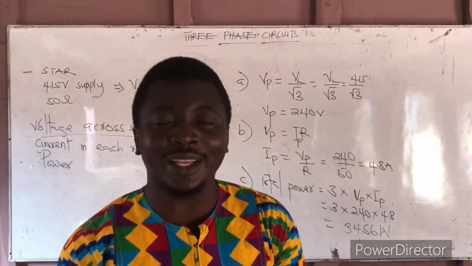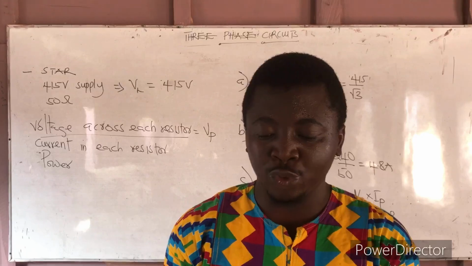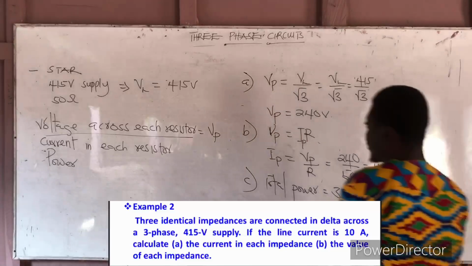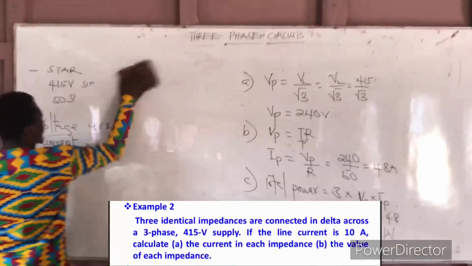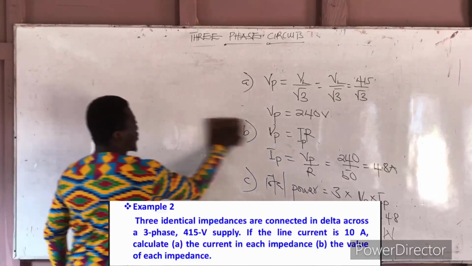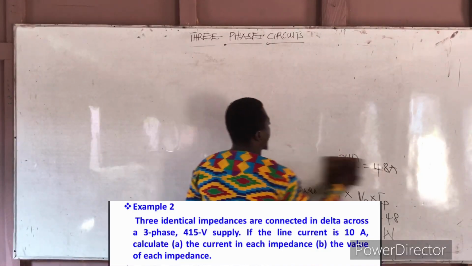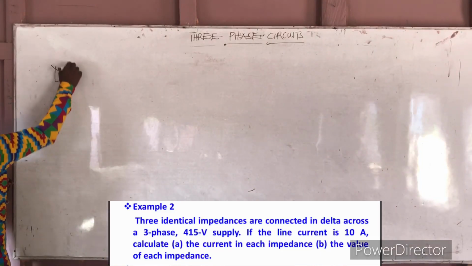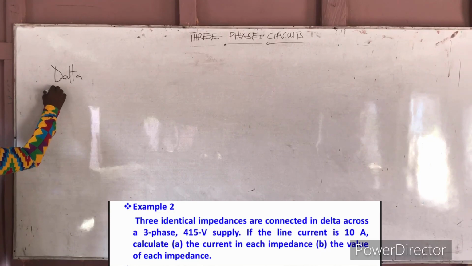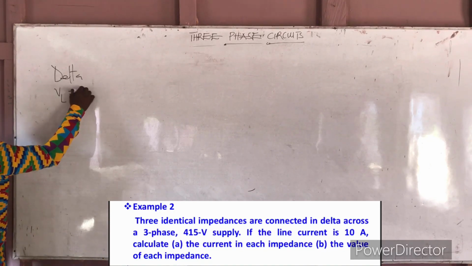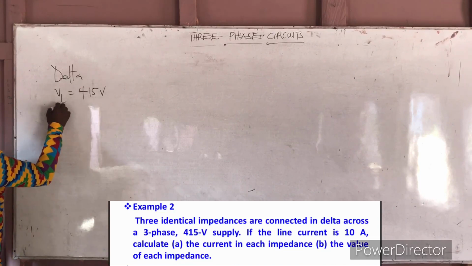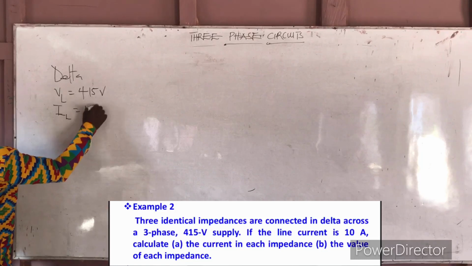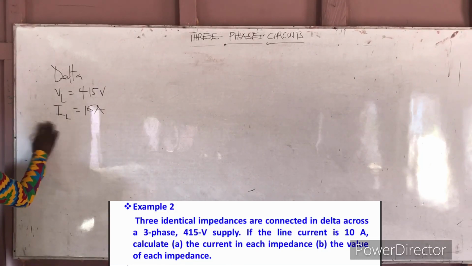Now let's take the second example. Example 2. Let's read the question together. Three identical impedances are connected in delta across a three-phase 415 volt supply. If the line current is 10 ampere, calculate A, the current in each impedance, and B, the value of each impedance.